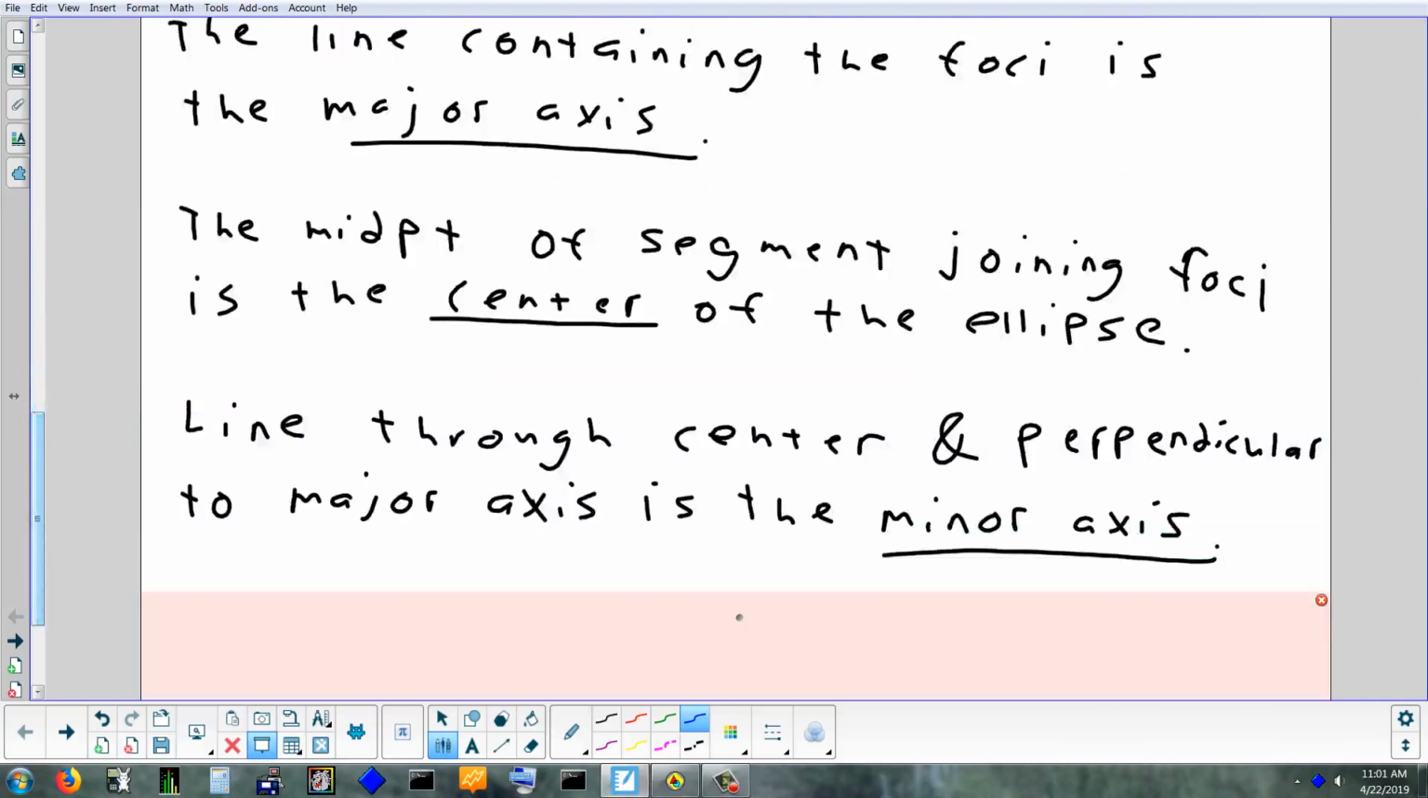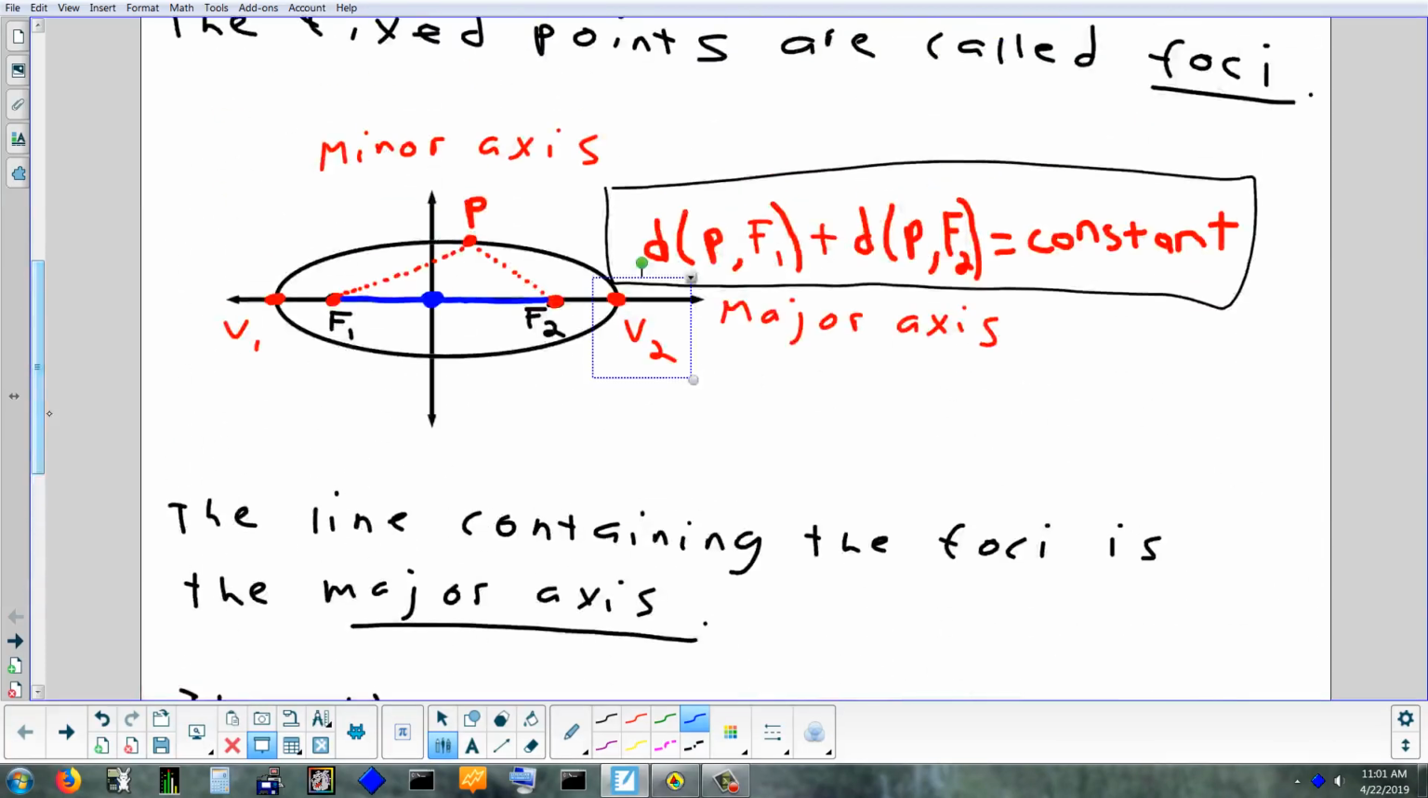Now, if you draw a line through the center, perpendicular to your major axis, that's your minor axis. The way I remember it is, major, I think of that as the long one. Minor, I think minor is less important. It's shorter, smaller. So the minor axis always goes through the ellipse the short way. The major axis goes through the ellipse the long way.